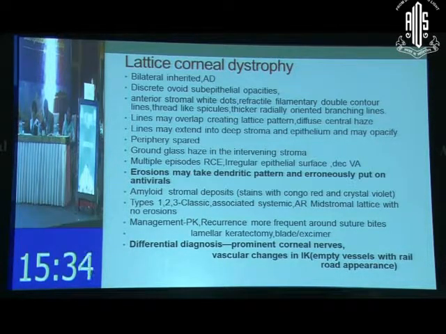Here there is usually the amyloid which is deposited. Common presentation of lattice dystrophy is in the form of recurrent corneal erosions when you get irregular epithelial surface.